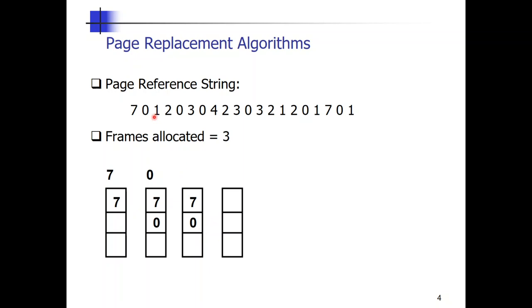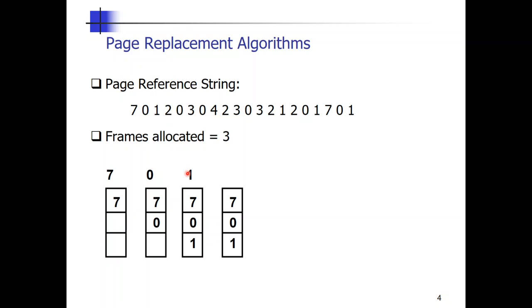We are requesting page number 1 next. So that is written on top of the frames here. And we had an empty slot, so it could fit in the third slot here. Now the physical memory, or the number of frames, are occupied by pages 7, 0, and 1. And the next request is for page 2.